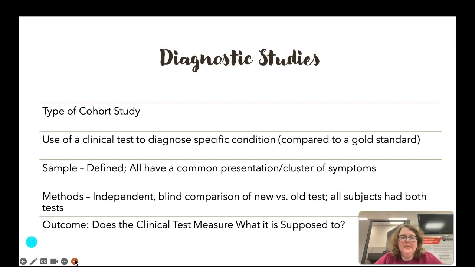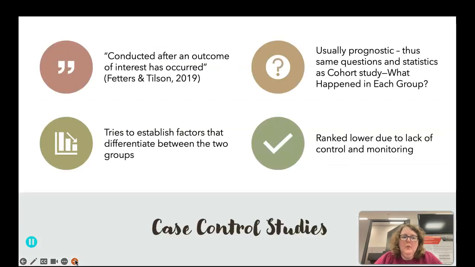We have a defined sample, which means all the people have a common presentation or cluster of symptoms, meaning everybody in the study would have an ACL tear. And we would do a blind comparison of the new versus old tests, and all subjects will have both tests. And the outcome is determining whether the clinical test used determines what it's supposed to determine. We also have case control studies.